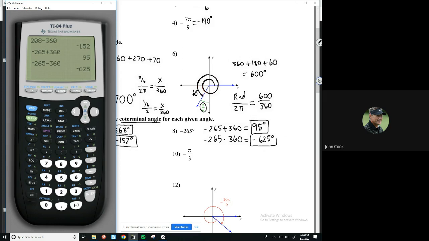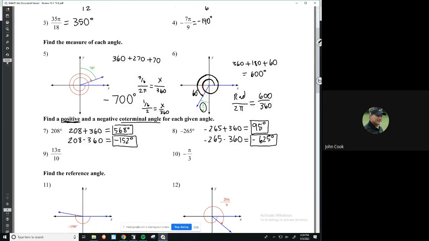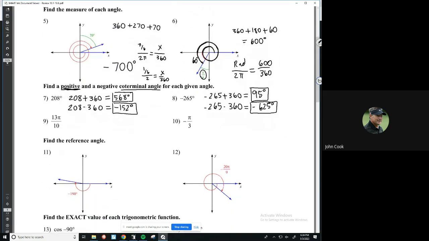All right. Now let's do the same thing with radians. So we're just going to take that radian value that we have, 13 pi over 10, and we're just going to keep adding 2 pi onto it until we get a positive radian value. And we can do that in the first try.